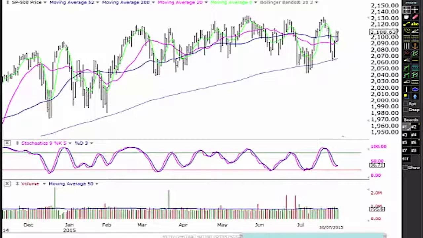Got to look at the Dow Jones Industrial Average chart and see what's happening. So let's get into it.